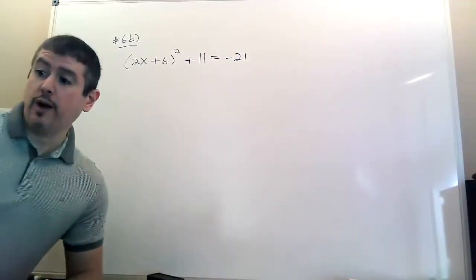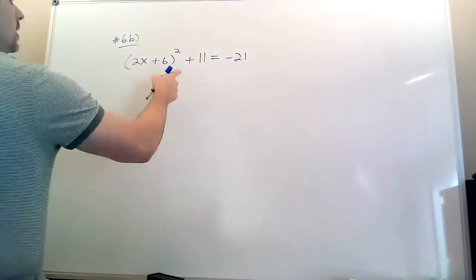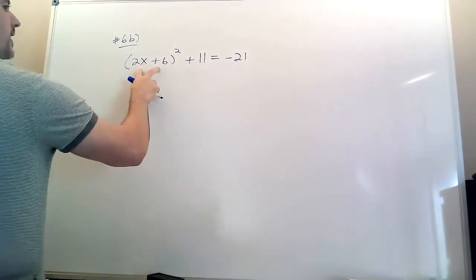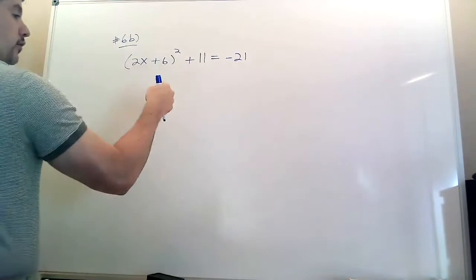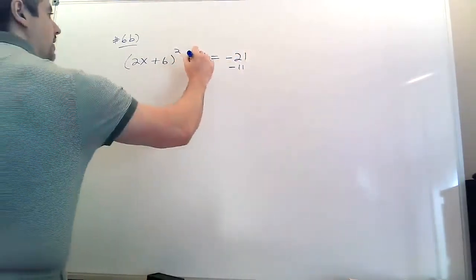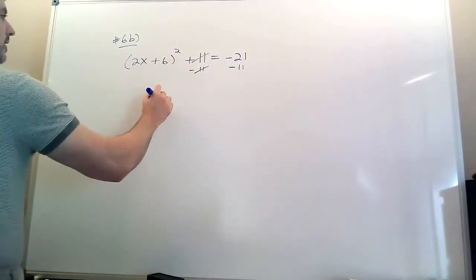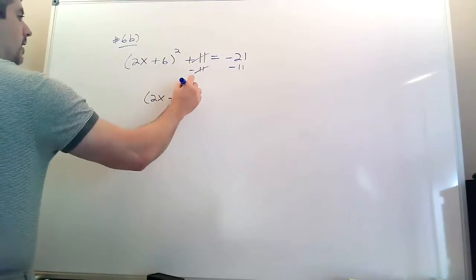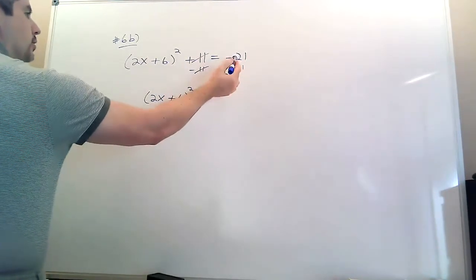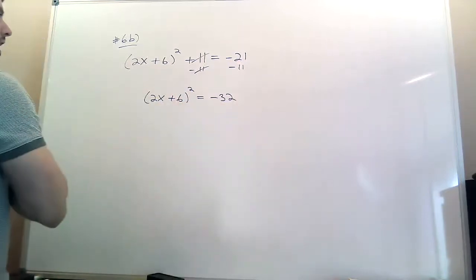Okay, solve by square root property. So this problem can get a little nasty. Remember, the goal is to get the squared thing alone and then take the square root of both sides. So you have to get rid of this positive 11 by subtracting 11 from the other side. Cross that out. It's not there anymore. That's why I subtract the 11, so it goes away. So now on the other side, remember, you lose 21, you lose 11, you lose 32. So you have negative 32.